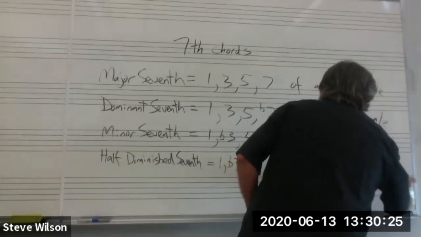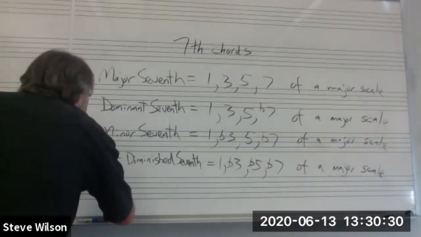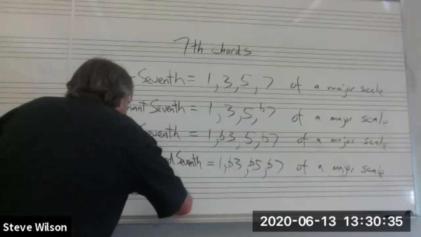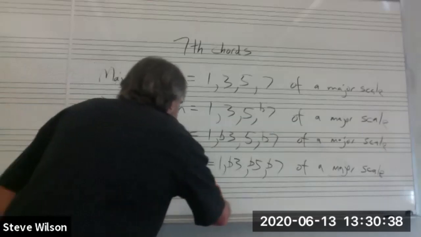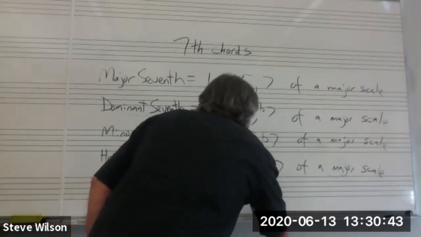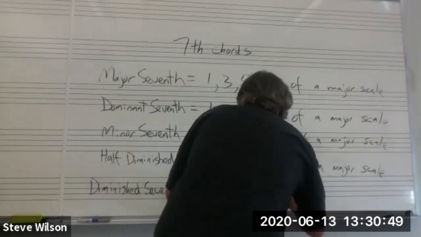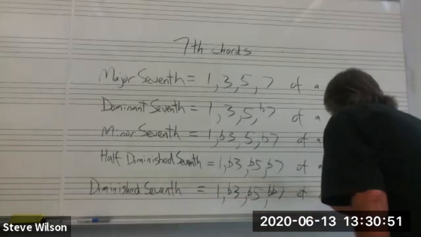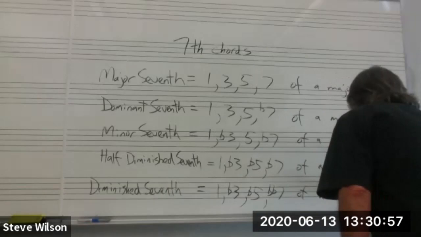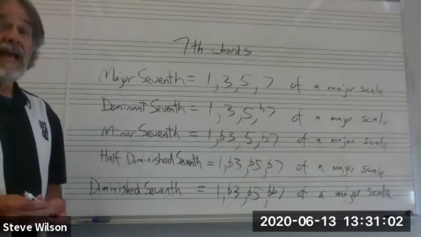And then finally, we have something called a diminished 7th, or sometimes called a fully diminished. And that's going to be 1, flat 3, flat 5, and watch out, doubly flatted 7th. Okay. I'll give you an example or two in just a moment, but the doubly flatted 7th means that you lower the 7th note by 2 half steps.